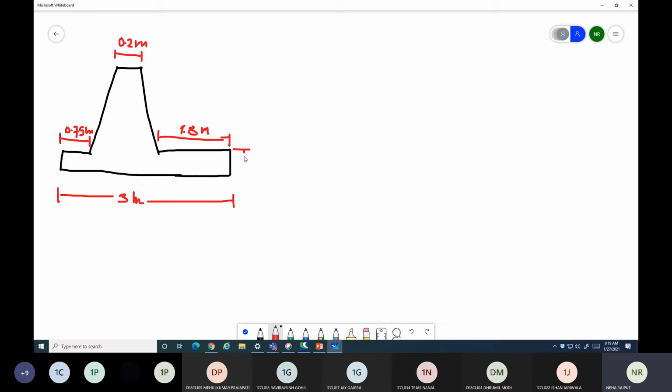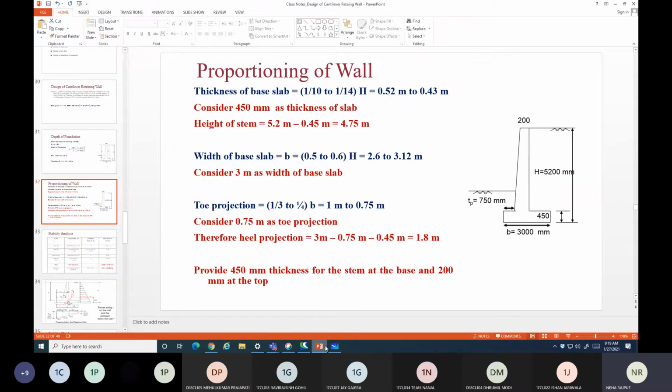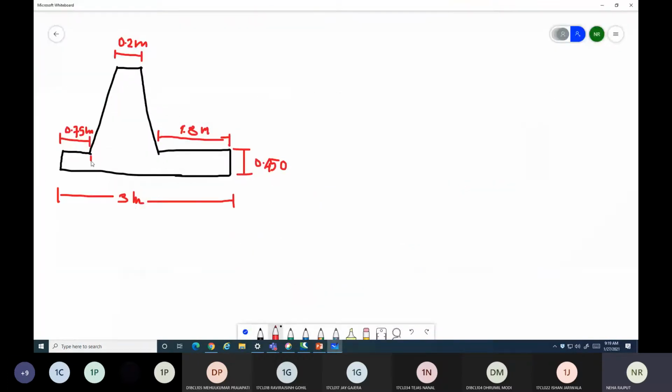Right. This one is 0.450, I guess. 0.450. And this width is also 0.450. So this is our preliminary assumption projection for the proportioning of retaining wall.